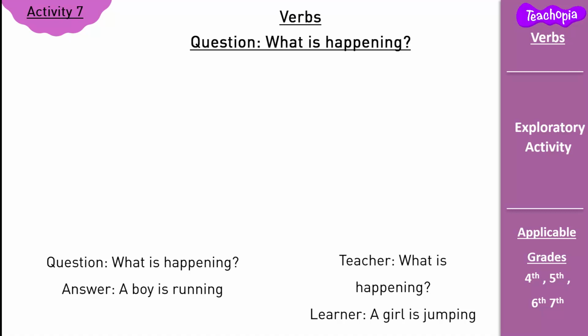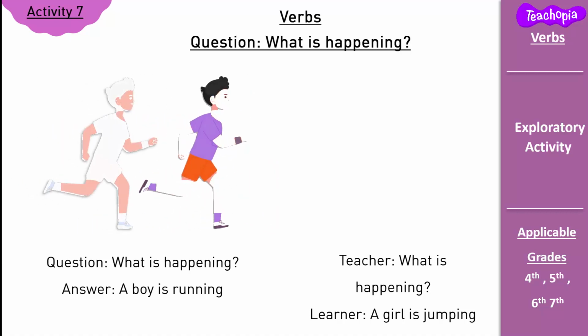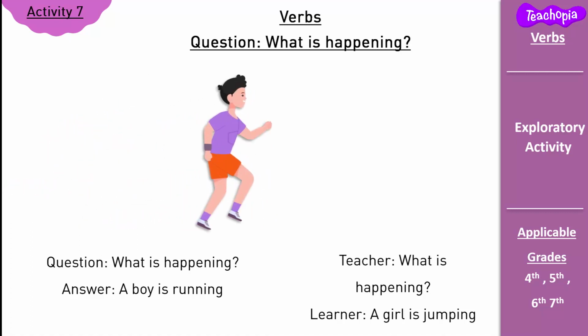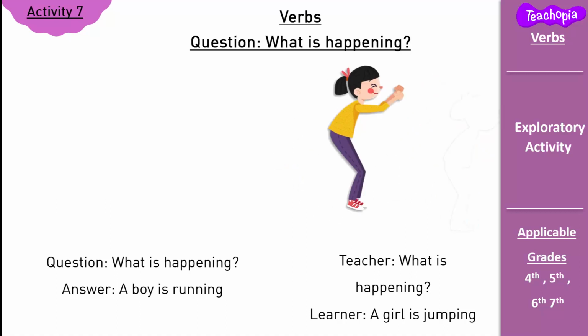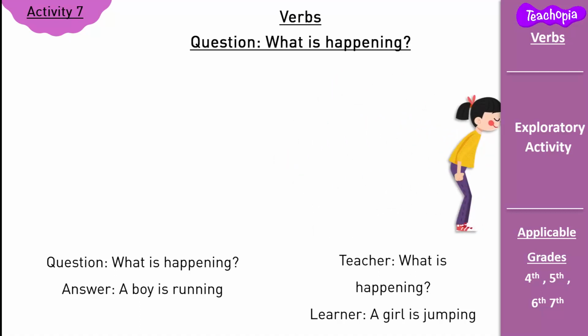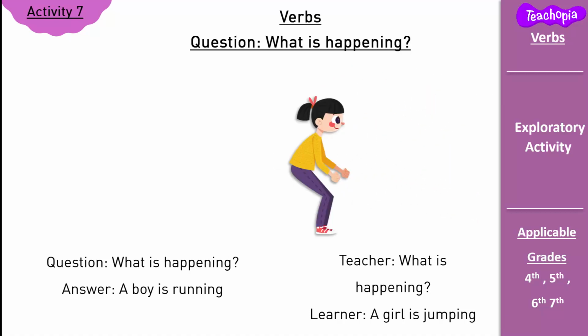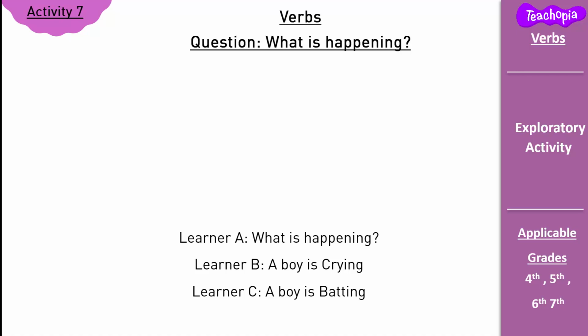A learner will pick a chit and go to the front of the class and perform that action. The teacher can then ask, What is happening? to which the students can respond, A boy is running. When the next learner performs his or her action, the teacher can then ask again, What is happening here? to which the learners will use the given template again and answer, The girl is jumping.